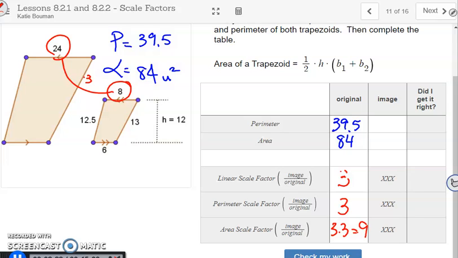So if I want to find the perimeter of the image, we'll take 39.5 and multiply it by 3. So that would be 118.5. And to find the area, we would multiply 84 by 9, since that's the scale factor. So the area would be 756 square units.